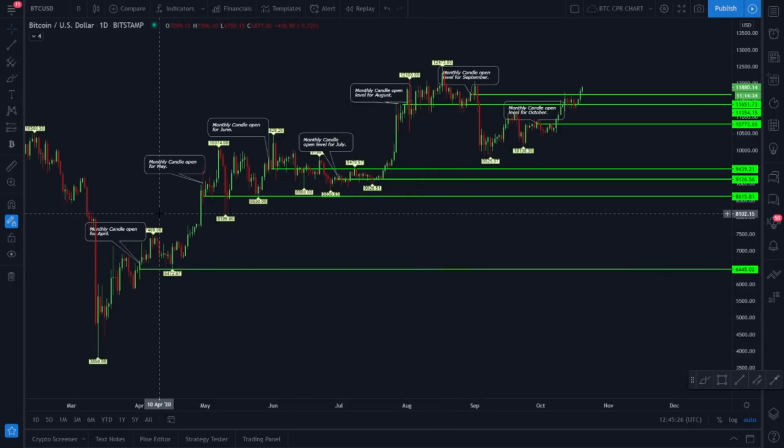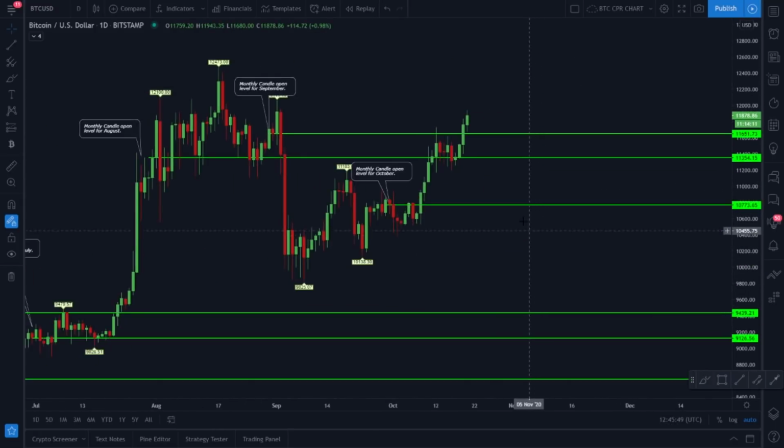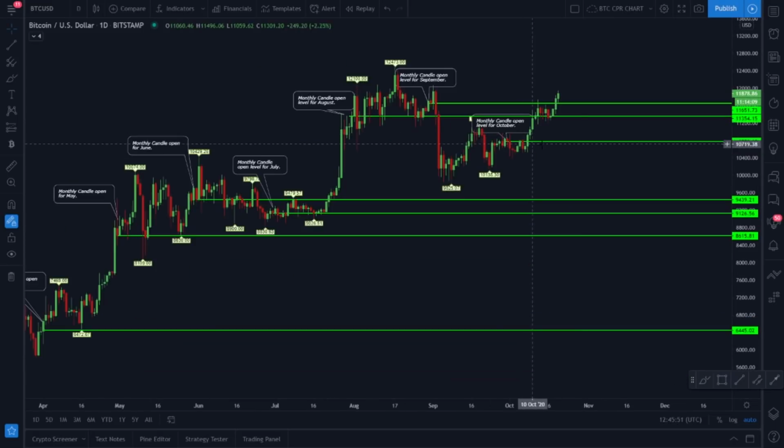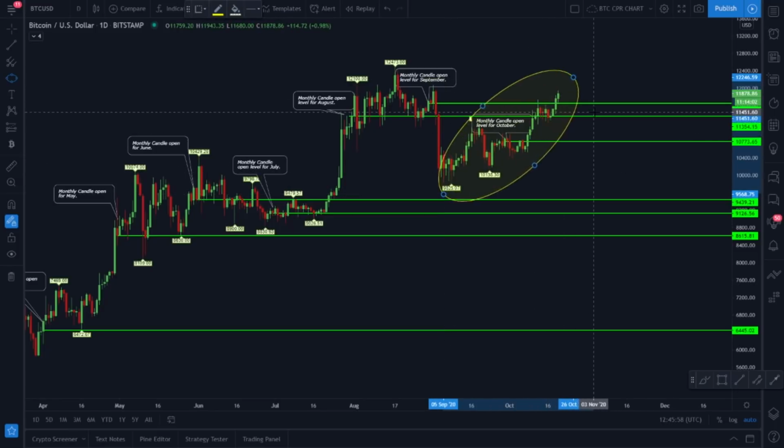So guys, now if we look at this price action of Bitcoin on the daily time frame, we have already talked about this scenario, and these lines represent the monthly candle open level for each and every month since March. So you can see here, this is the monthly candle open for April, this candle here is the monthly candle open level for May, and so on, guys. But now if you look at this current stage for Bitcoin, what can you see, guys? This is indicating that the trend of Bitcoin is very bullish.